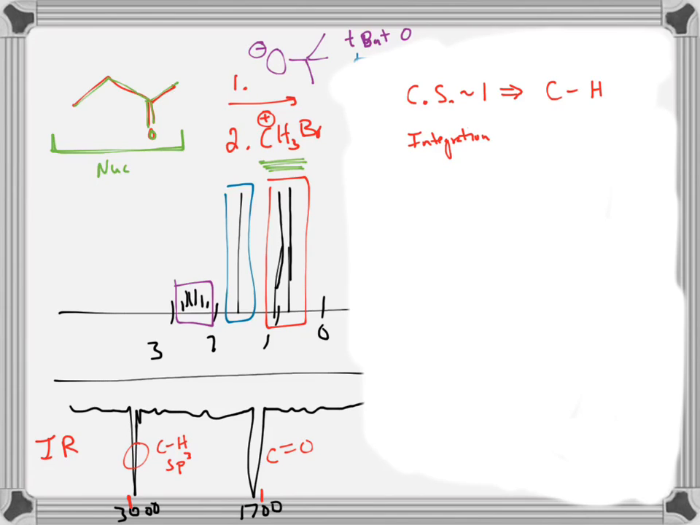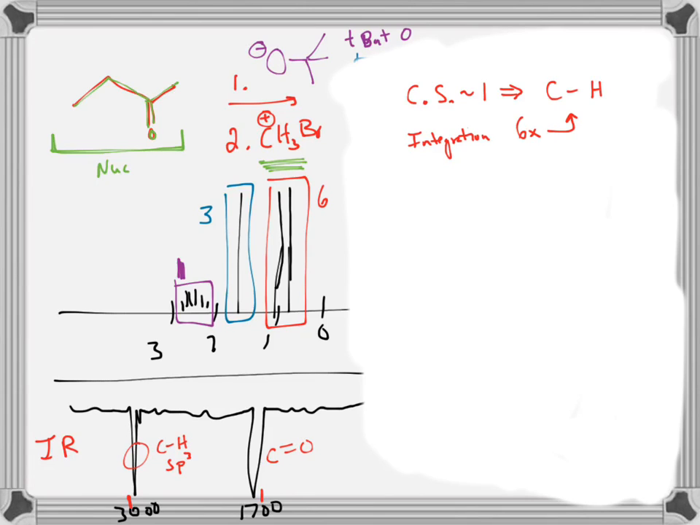It's a 1 to 3 ratio. Purple is 1, blue is 3, which means red is 6. So if I have an integration of 6, what does that mean? I have 6 of those above. What is the easiest way to get 6 of those above?